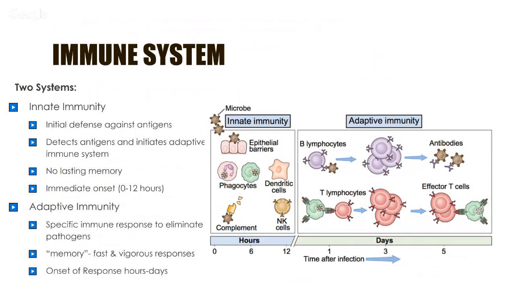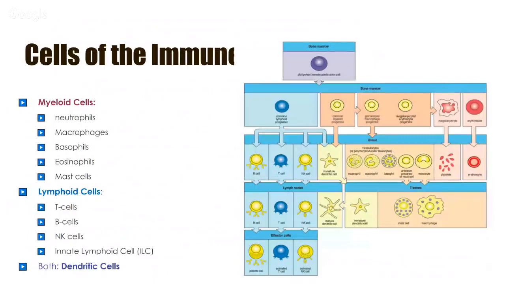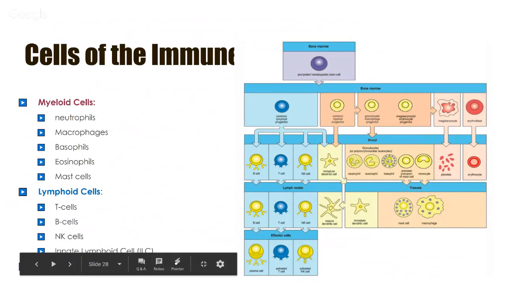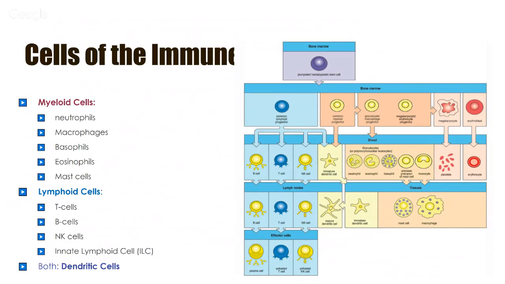Okay, your cells of the immune system, you might have your myeloid cells and your lymphoid cells, and these are basically based on the embryological and developmental origin of them. So you have your pluripotent hematopoietic stem cells, and this basically gives rise to all the cells within your blood. You might have firstly a division into a lymphoid progenitor, and that results in your B cells, your T cells, and your NK cells.